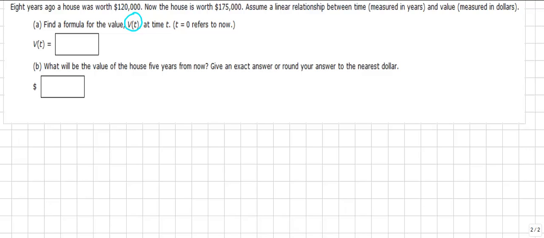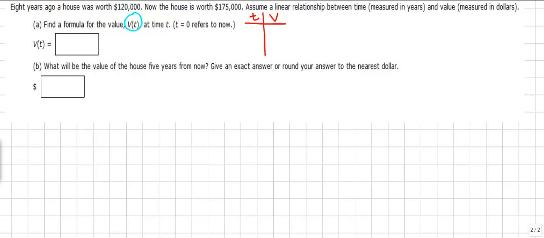So this question says, 8 years ago, a house was worth $120,000. Now the house is worth $175,000. Assume a linear relationship between time, which is measured in years, and value, which is measured in dollars, and find the formula for the value V at time t, where t equals 0 refers to now.